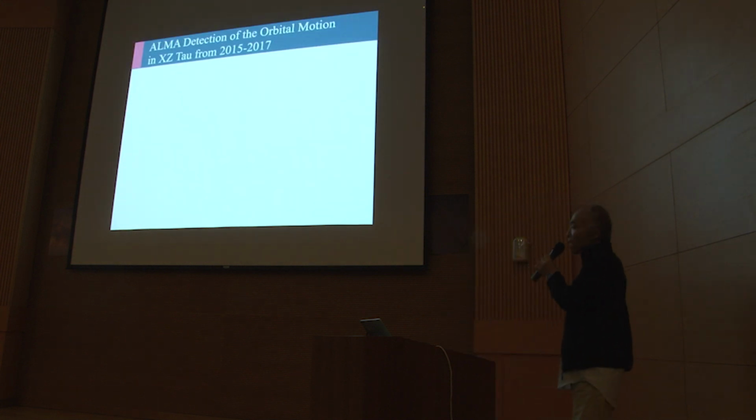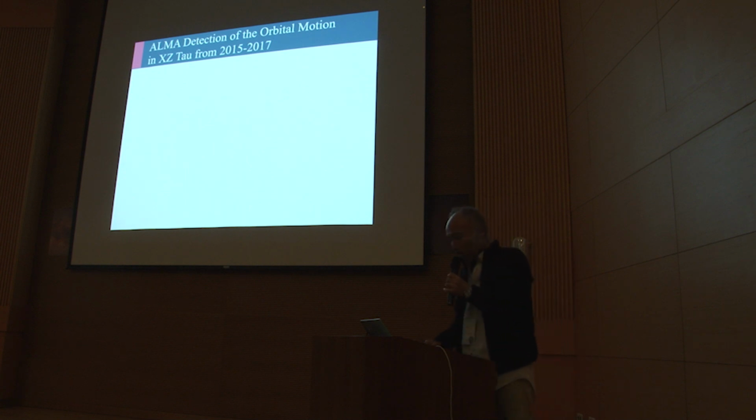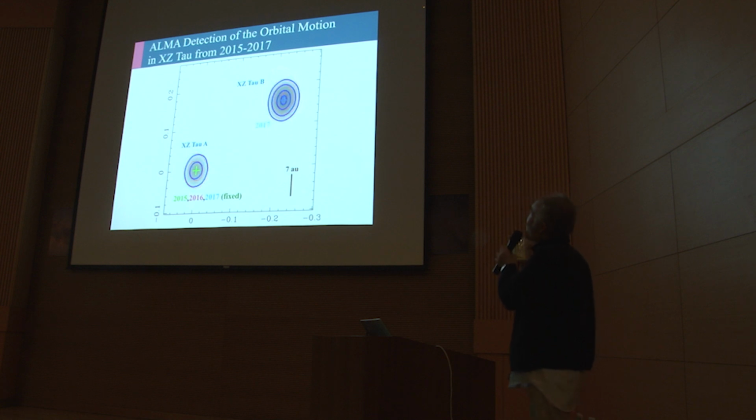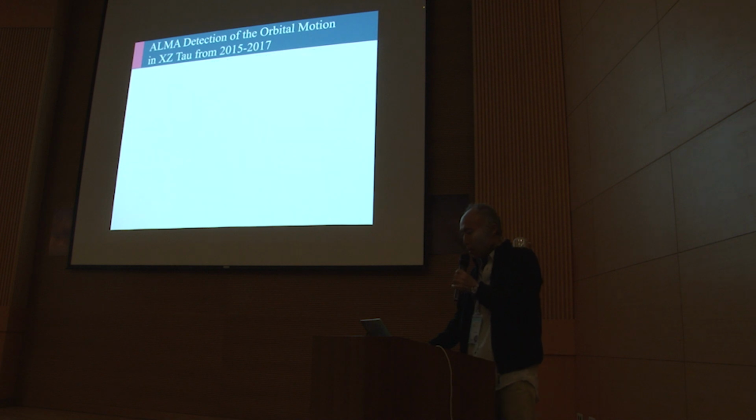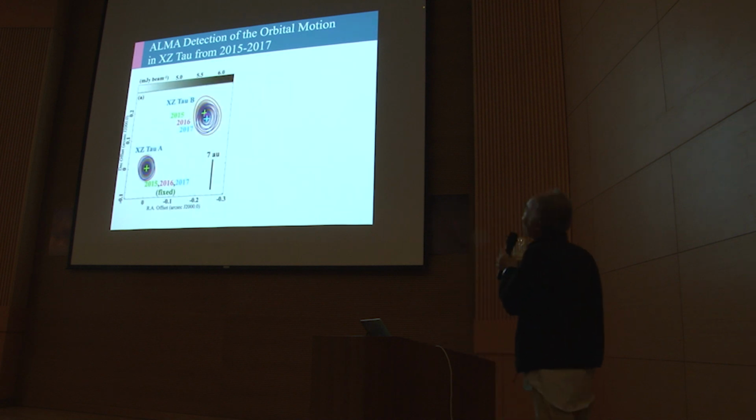So I got my central next XCR. So from ALMA carbon data from 2015 to 2016, we found proper motion of XCR B with respect to XCR A. So XCR B is moving toward the southwest, right?